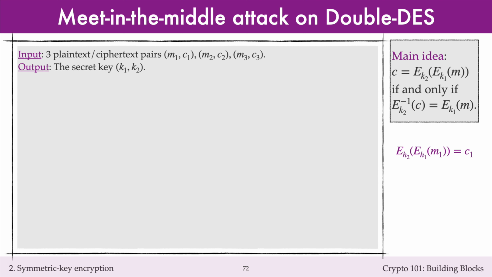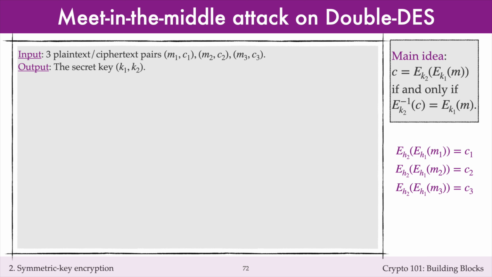We'll do this by searching for all keys H1, H2 that encrypt M1 to C1, and for each such key H1, H2, we'll also check whether M2 encrypts to C2, and if it does, we'll also check if H1, H2 encrypts M3 to C3. If it does, then we're done, and we have found the key H1, H2, which encrypts M1 to C1, M2 to C2, and M3 to C3. And we'll conclude that H1, H2 equals K1, K2 with high probability.